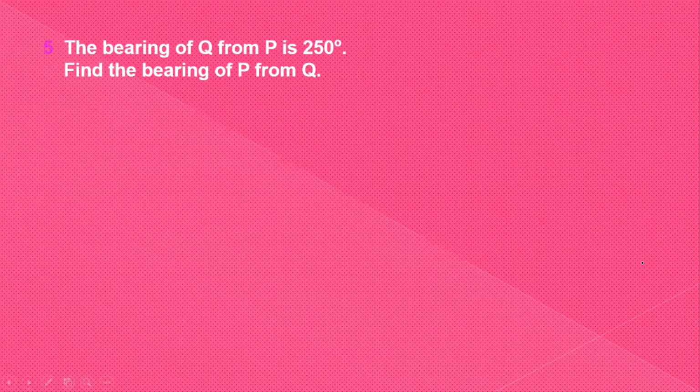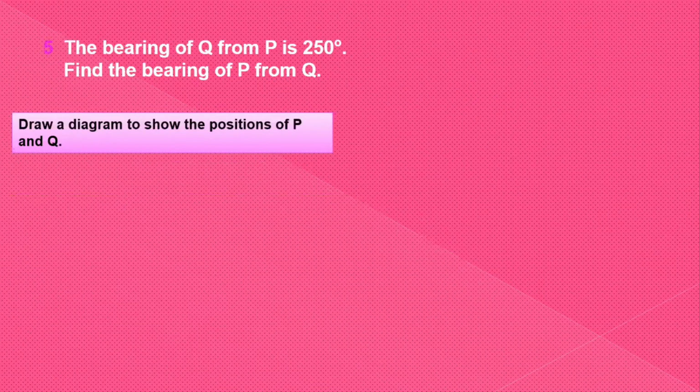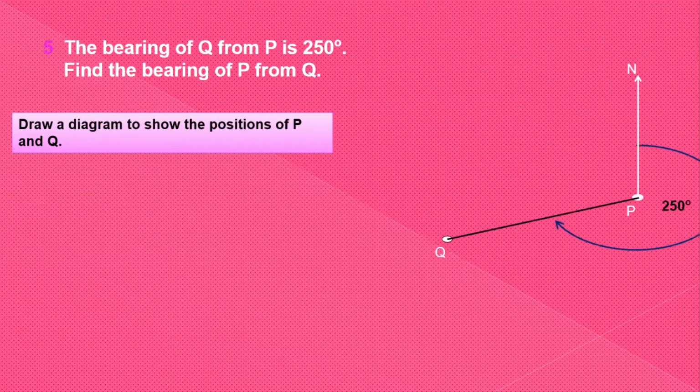Okay. The next question: the bearing of Q from P is 250 degrees. Find the bearing of P from Q. So draw the diagram to show the positions of P and Q. First point P here, because we know the bearing of Q from P is 250 degrees. So 250 degrees clockwise from the north line, we get point Q, right?